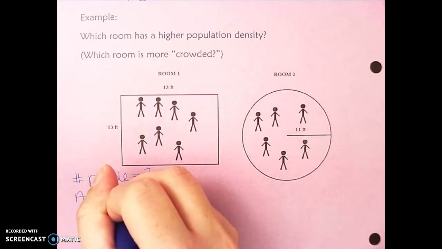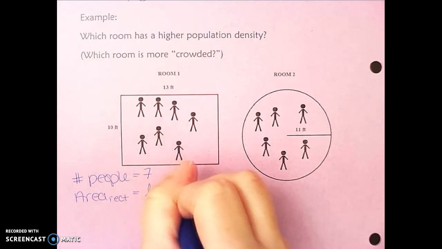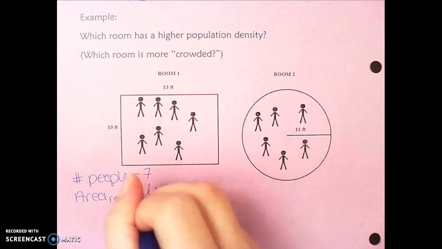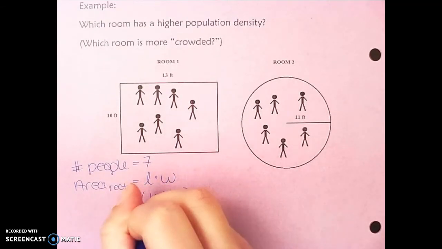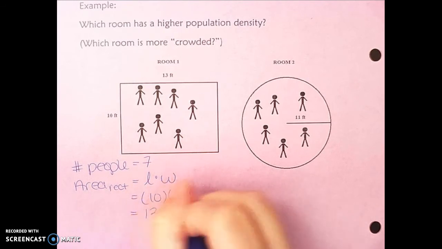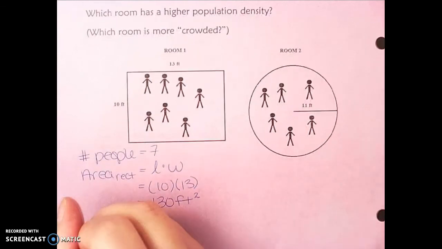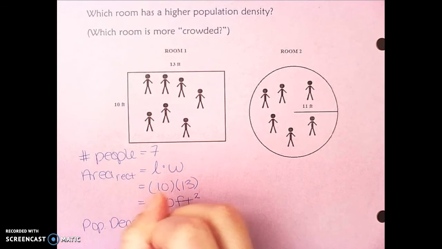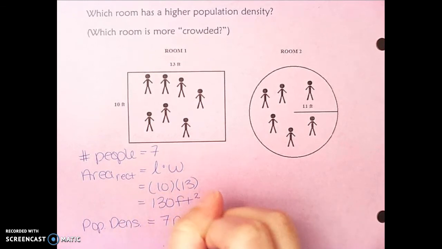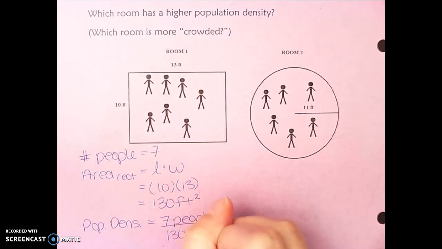This room is a rectangle. So my area formula is length times width, or base times height. 10 feet by 13 feet is going to be equal to 130 feet squared. Okay. So my population density of this room is equal to 7 people over 130 feet squared.